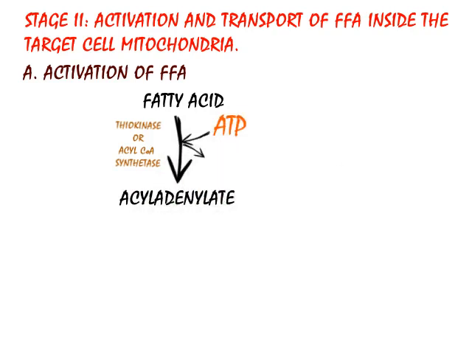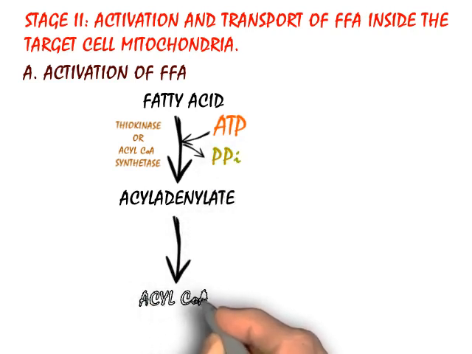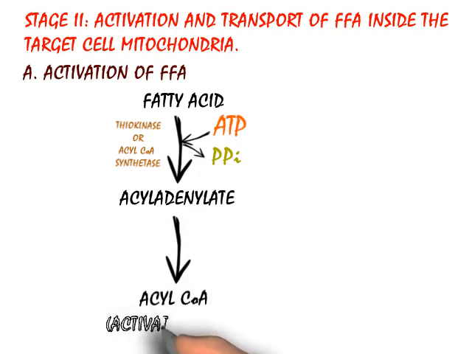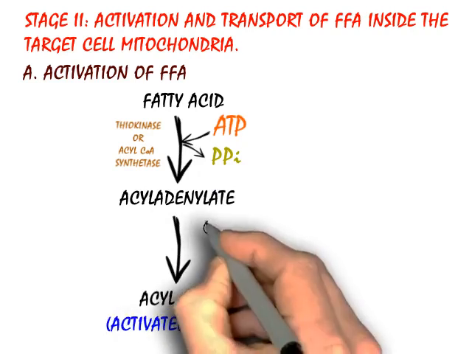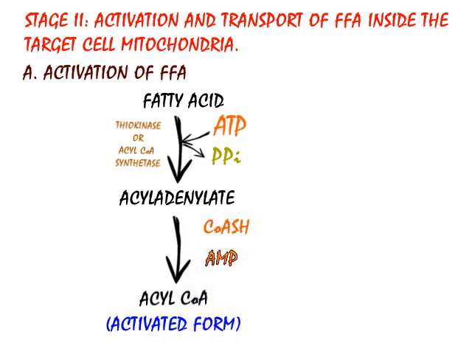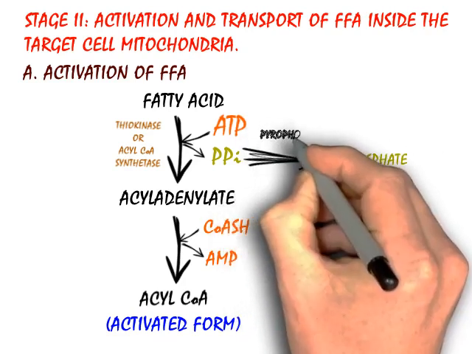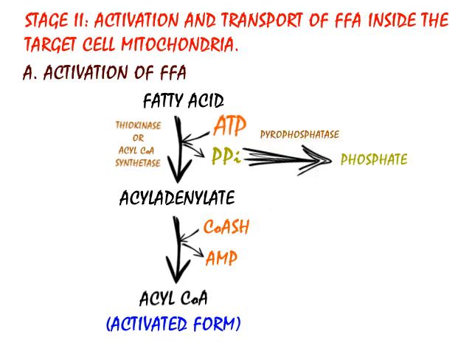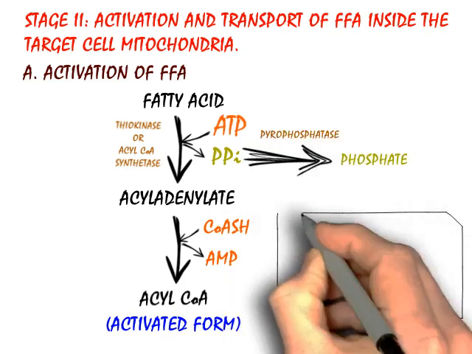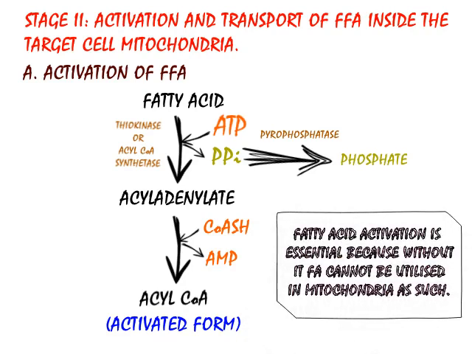The fatty acid reacts with ATP to form acyl adenylate, which then combines with coenzyme A to produce acyl-CoA. 2 high-energy phosphates are utilized since the ATP is converted to pyrophosphate. The enzyme inorganic pyrophosphatase hydrolyzes pyrophosphate to phosphate. The immediate elimination of pyrophosphate makes this reaction totally irreversible. And we all know that fatty acids cannot be utilized in the mitochondrial membrane as such, so they need to be activated.